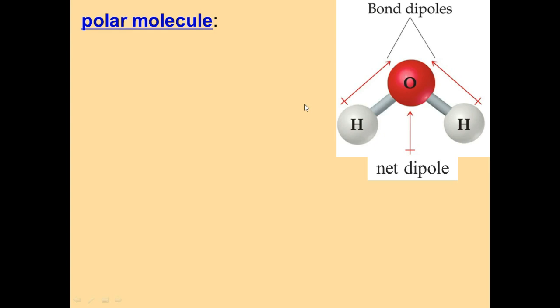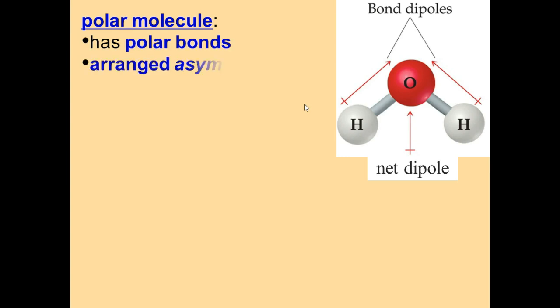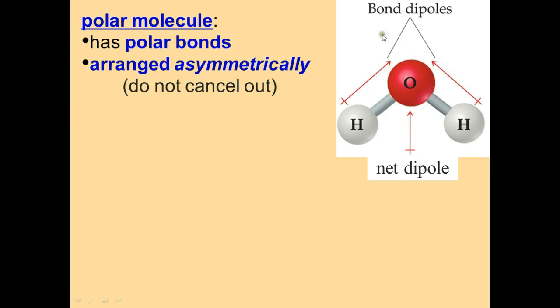And so here's the last review. Polar molecules have polar bonds, and they're arranged asymmetrically. Pretty much these polar bonds do not cancel out. If one goes to the left and one goes to the right, they cancel out. But in this one, the polar bonds do not cancel out because this one goes the same direction as this one. They both go to the top here. And so we have a polar molecule because the electrons are closer to one element than the others.